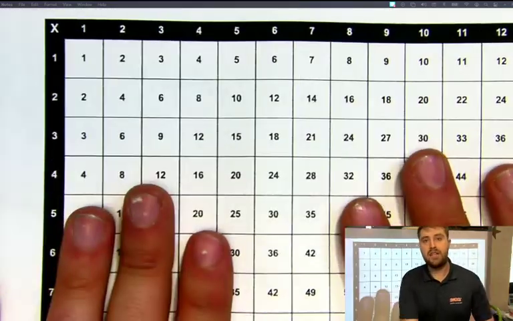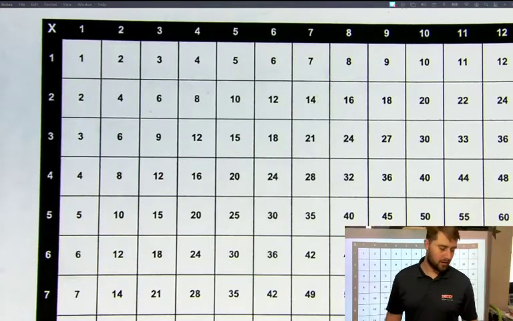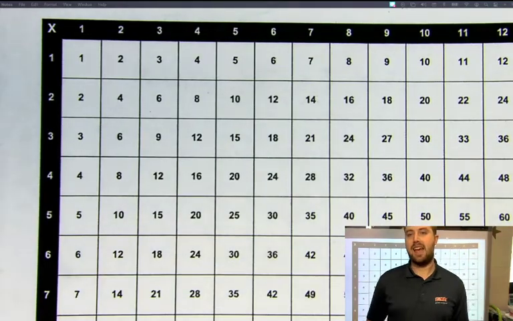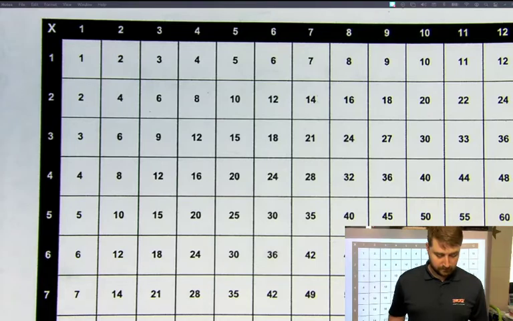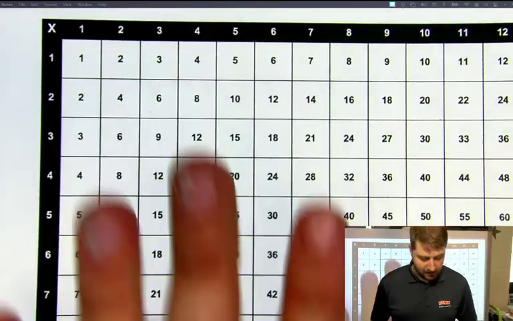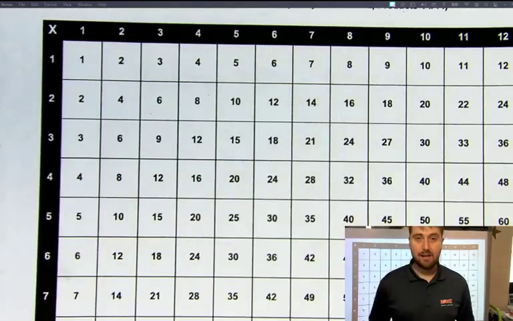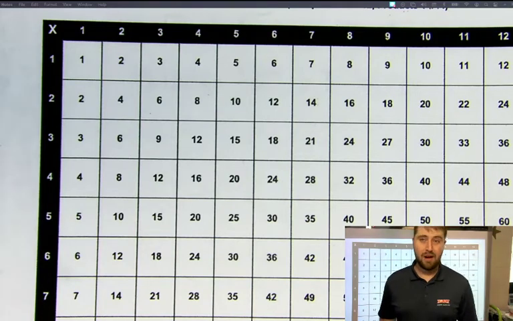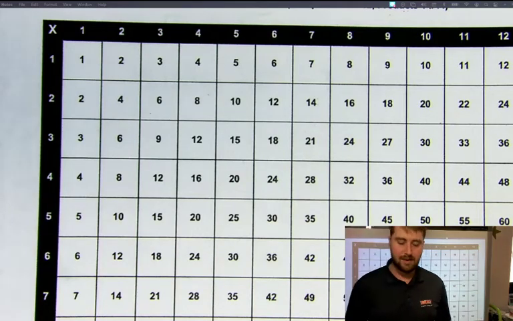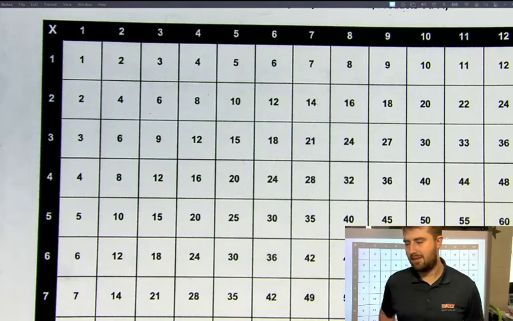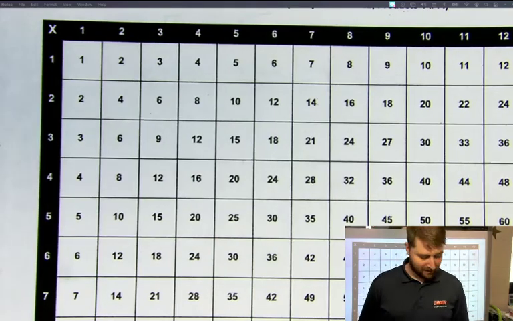So I'll be posting a digital one of these online in our resources folder on Schoology by the end of the day today. In the meantime, you can find one of these online. If you Google multiplication chart, you'll get a plethora of them. This one, I'll probably go ahead and put it in there as soon as I'm done filming this video, so you can find it on our Schoology page as you watch this video.